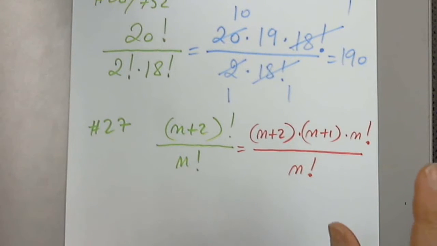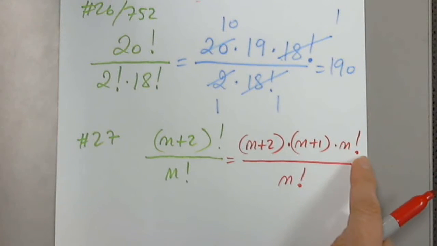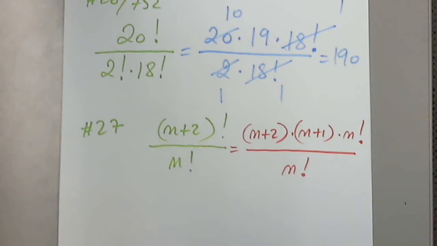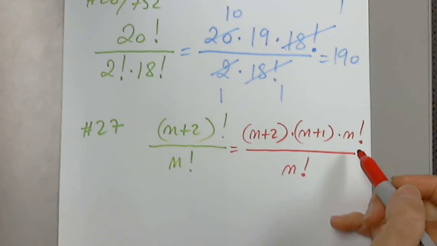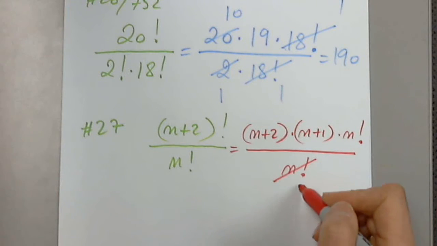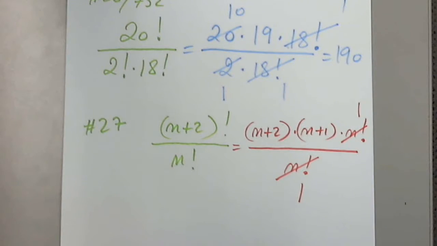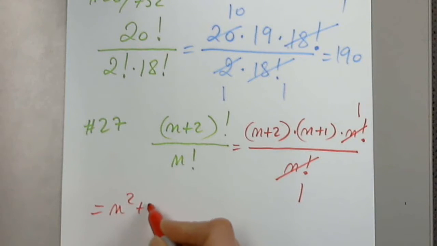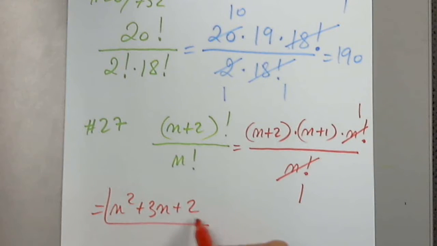So, okay, let's talk about this. n minus 1, n minus 2, n minus 3, n minus 4, n minus 5, dot, dot, dot, 3 times 2 times 1. So there is no 0 anywhere. But why am I stopping at n factorial? Because I want to simplify. Exactly. So this will be, I distribute. It's n squared plus 3n plus 2.